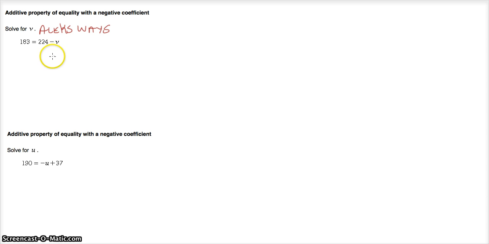And what Alex is going to do is they're only going to do one step twice. So they're going to apply the additive inverse twice. They're going to add v to both sides. And remember, we can't add a variable to a non-variable term, so we would get 183 plus v equals 224.